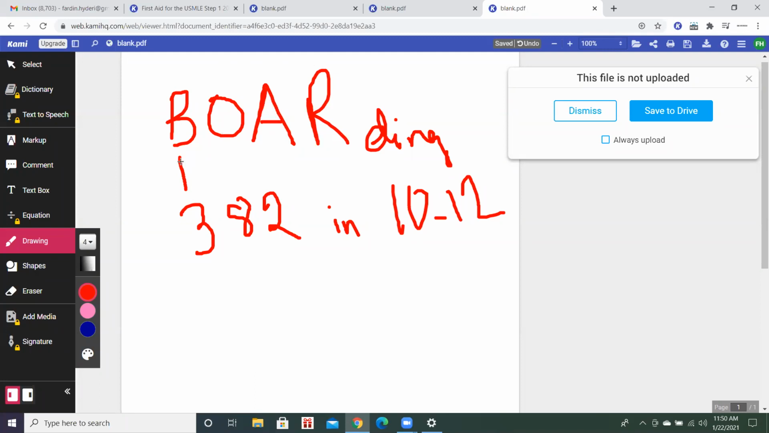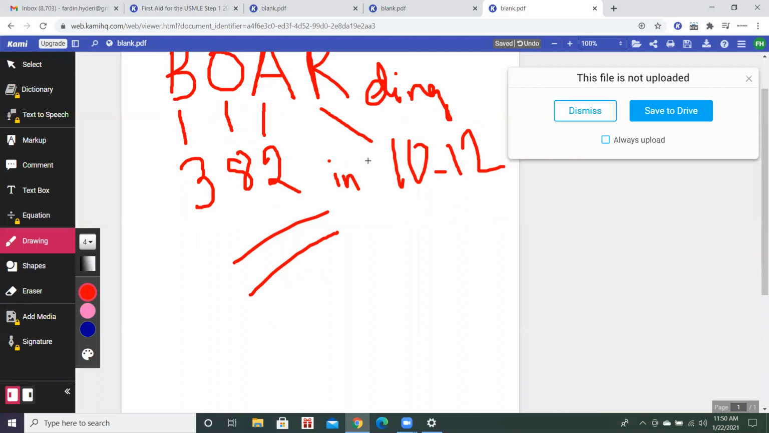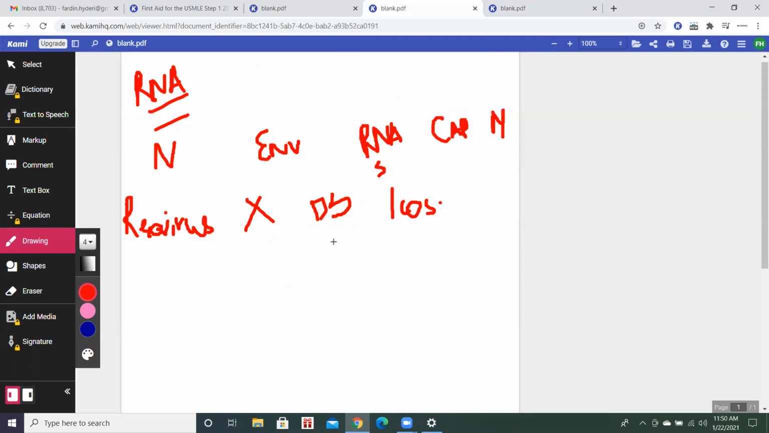Bunyavirus has 3 segments. Orthomyxovirus has 8. Arenavirus has 2. And reovirus has 10 to 12. So these are segmented. Can we assume that all the other RNA viruses except these four are non-segmented? Perfect. Okay, all the other viruses except these ones are non-segmented. So for this one over here, if I ask you whether it is segmented or not segmented, what should be your answer?